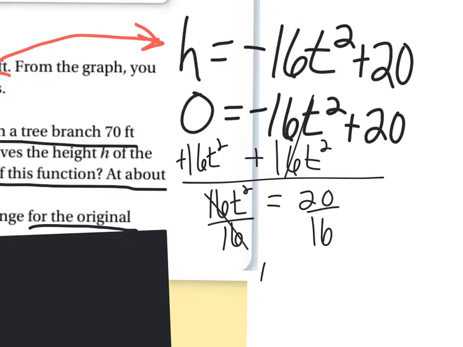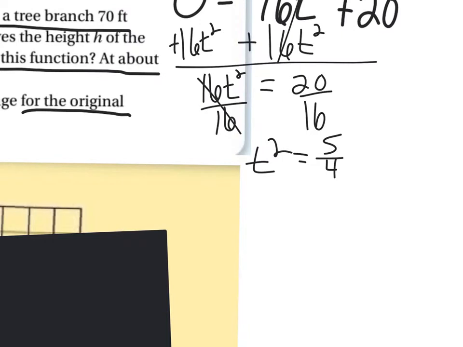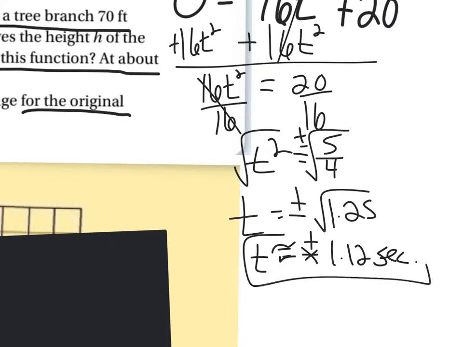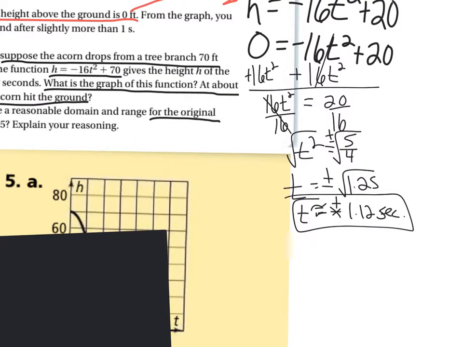Divide by 16. So we could reduce that to 5/4. And then they're squaring, so we need to take the square root. We'll put plus or minus on that since we took the square root, although we can't have a negative time. Doesn't make sense for this problem anyway. And if we work that out, it's about 1.12. So after about 1.12 seconds is when that acorn would hit the ground, to the nearest hundredth of a second.